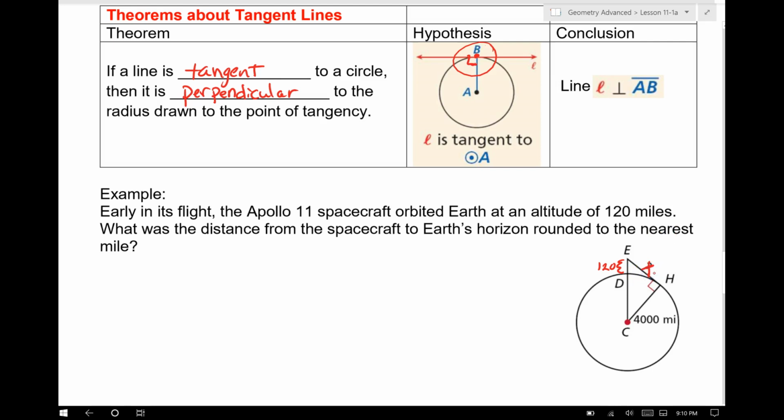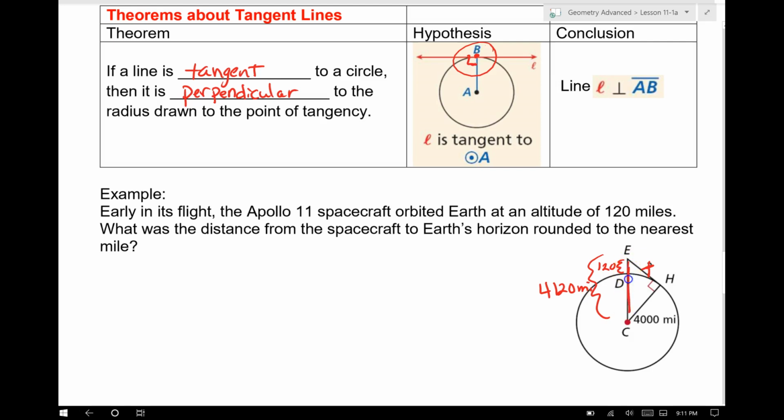But I want to know it to the nearest mile. Now, here's a few things you need to know. What is that 4,000 talking about? Guys, that 4,000 miles is going to be the radius of our Earth. Okay? So with that, when you're working with it, what would be my whole distance right there? Do you guys agree with me? That would be 4,120 miles.